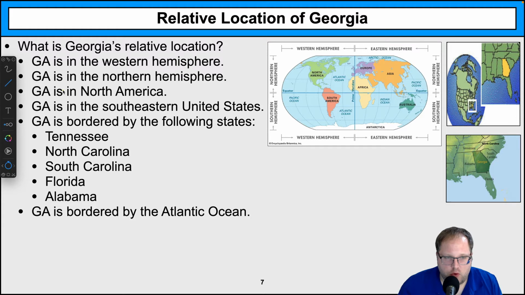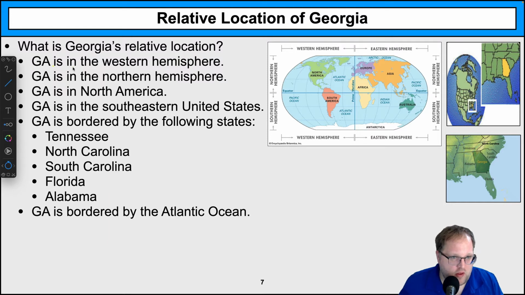Relative location of Georgia. Remember that a relative location is the location of a place in relation to another place. And unlike an absolute location, a place can have multiple relative locations, okay? So what are some examples of the relative locations of Georgia? And these are the ones that you are going to need to know on the test.